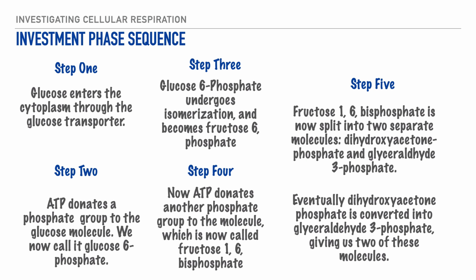And in the last step, our fructose 1,6-bisphosphate is split into 2 smaller molecules, dihydroxyacetone phosphate and glyceraldehyde 3-phosphate. And as we mentioned, eventually our dihydroxyacetone phosphate is converted into glyceraldehyde 3-phosphate, giving us a total of 2 of these molecules.